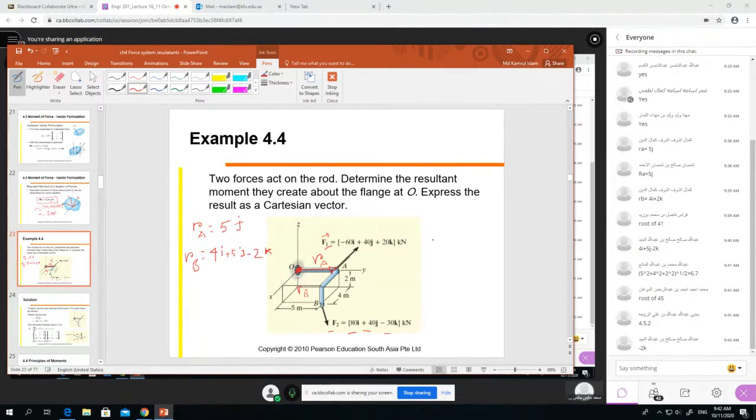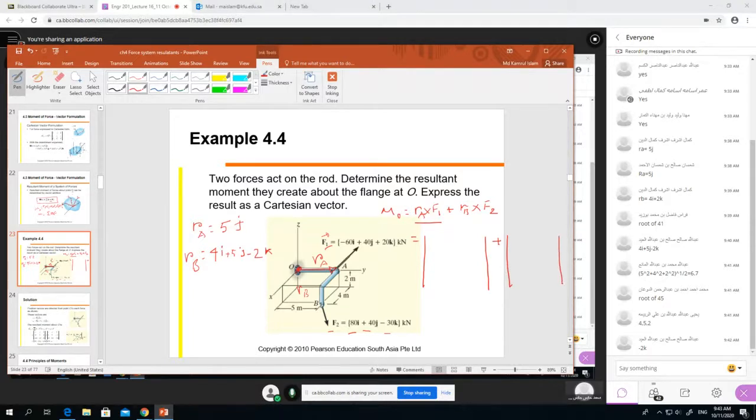Now, as we know, our job is to find the moment. So the moment at O equals what we just learned: RA cross F1 plus RB cross F2. That's what we learned here, right? And we can write the cross product as a determinant.